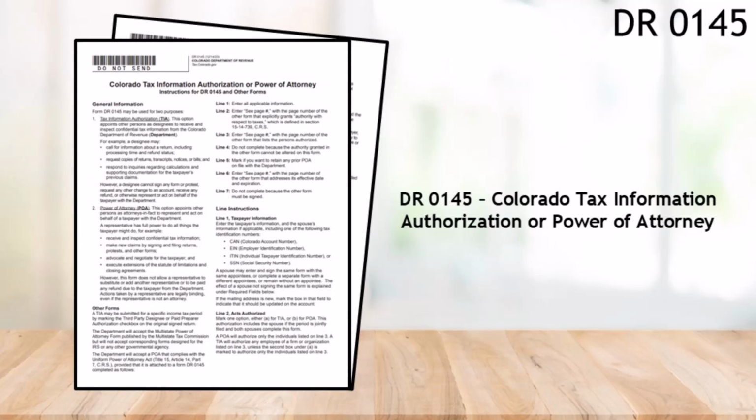If you have any uncertainties, please contact our Taxpayer Services Division to verify whether a current and valid power of attorney is on file with your client's Colorado wage withholding account. Contact information can be found on our website at tax.colorado.gov/contact-us.